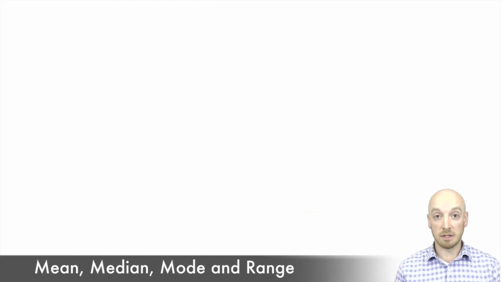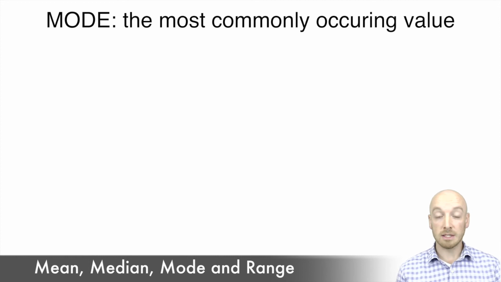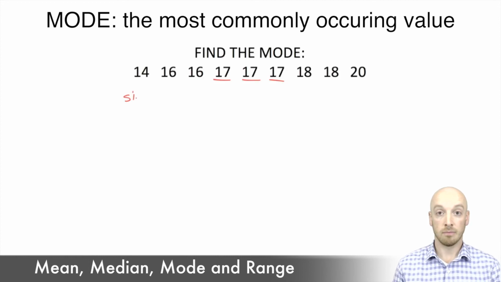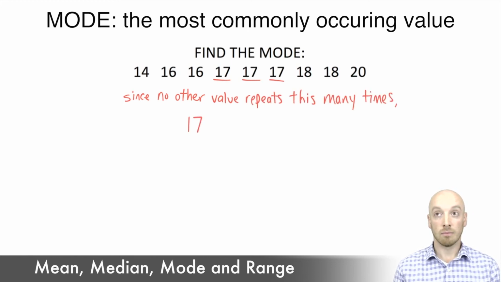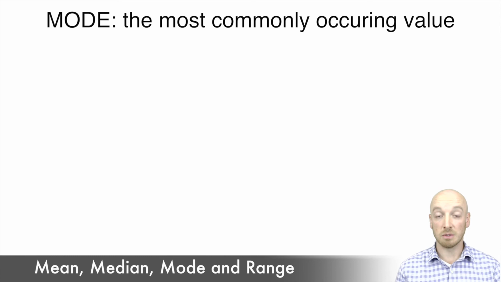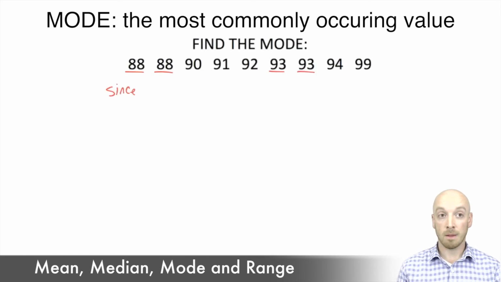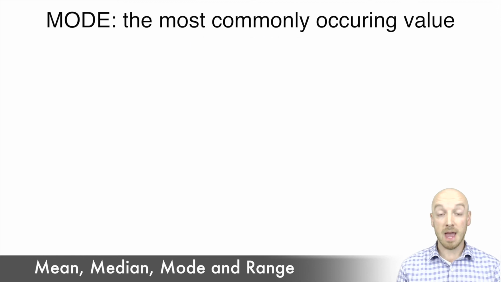Next up here is the mode of a distribution. Now, the mode of a distribution is just the most common value that occurs in the list. Now, usually there's just one mode, like in this example. But there could be more than one mode, meaning there's more than one value that shows up the same number of times. Like in this example, and in this one.